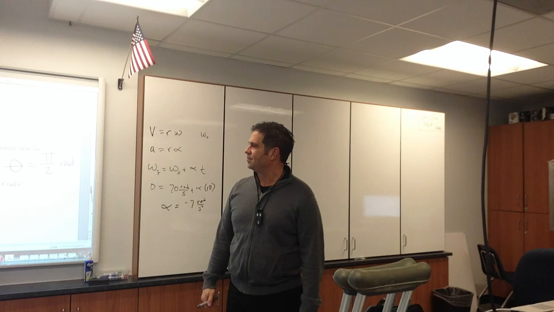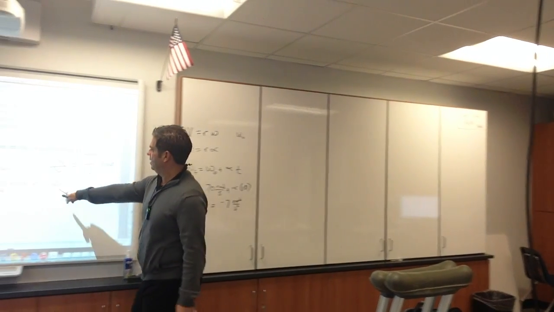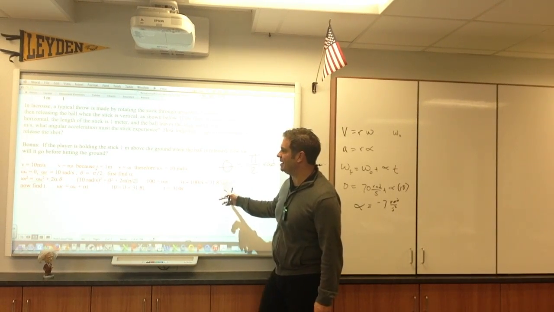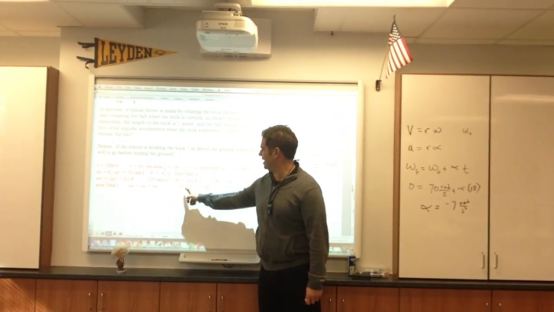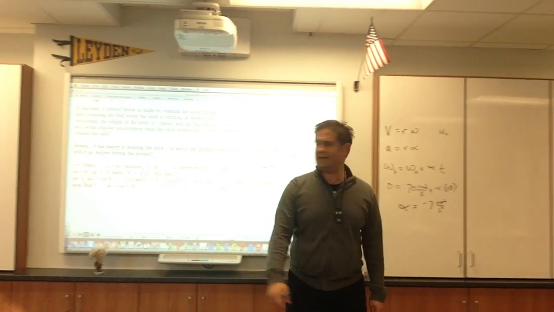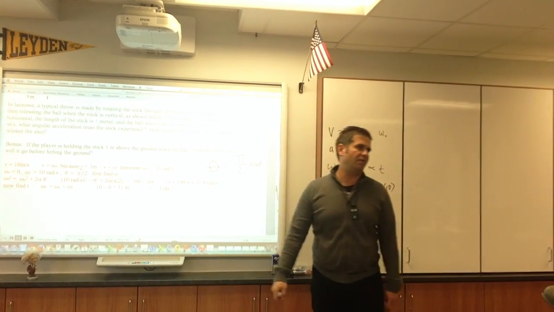And then we end up with the acceleration being 31.8 radians per second squared. Now to find t, we just plug in 10 equals 0 plus 31.8 t, and t is seconds.